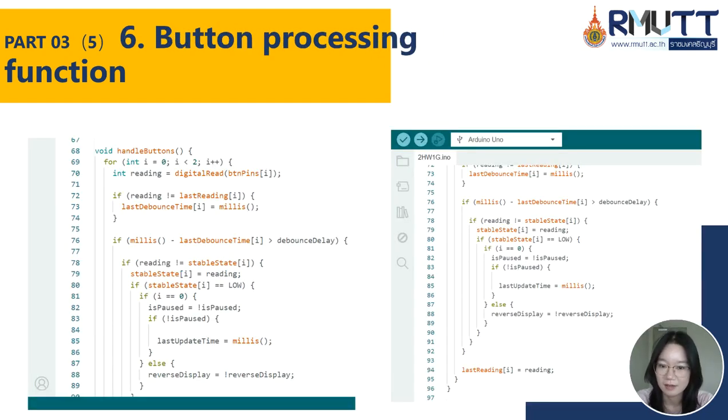This is the sixth part, button processing function. This function implements button state detection and debounce processing. It reads the current state of the button, updates the timestamp, then if the state changes, confirms the stable state after the debounce delay and triggers the corresponding function switch.